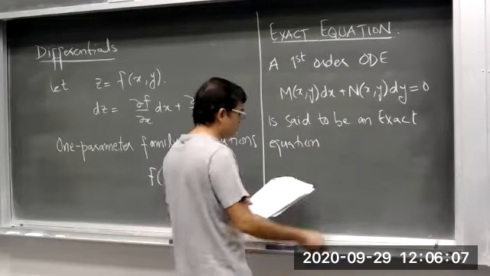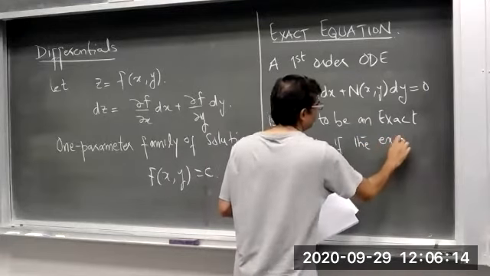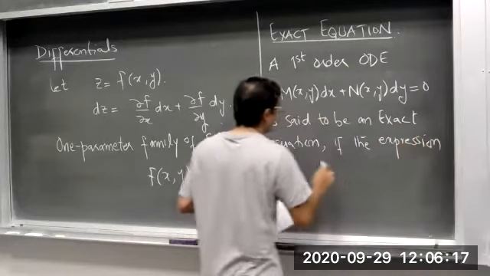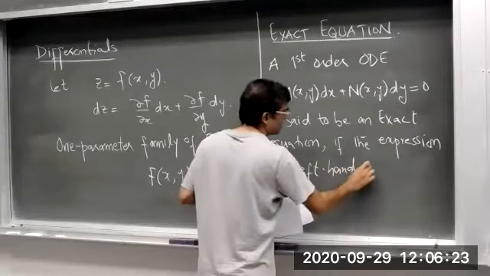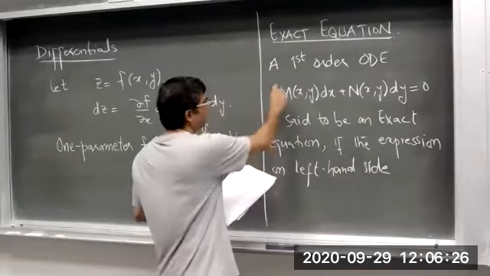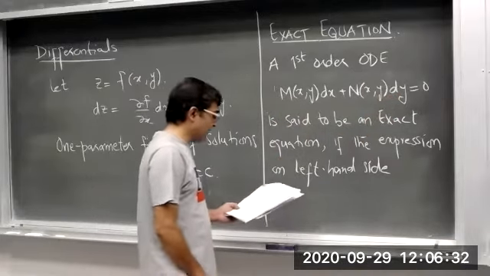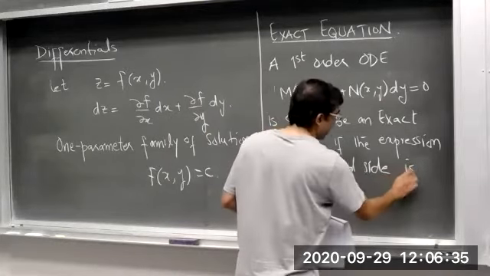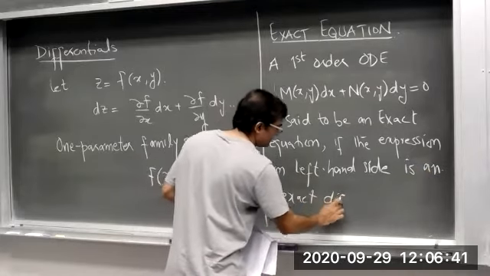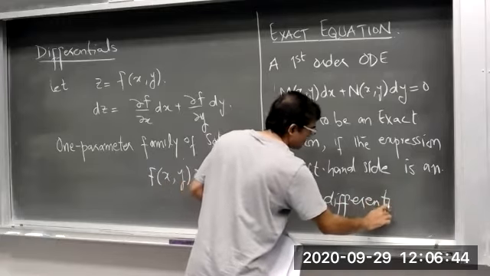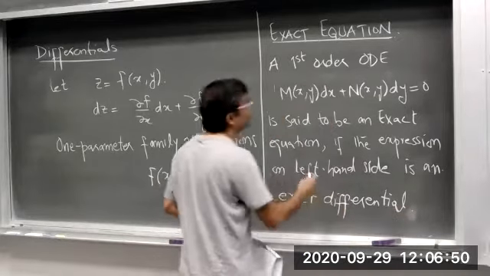if there exists, or you can say that if the expression on the left hand side, means this expression m of x y dx plus n of x y dy on the left hand side, is an exact differential. Now, what does it mean?